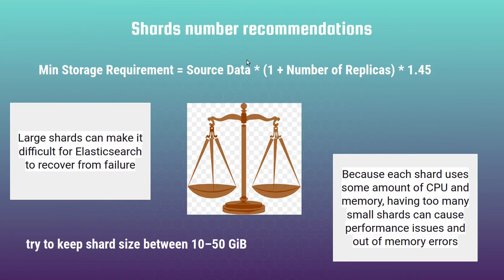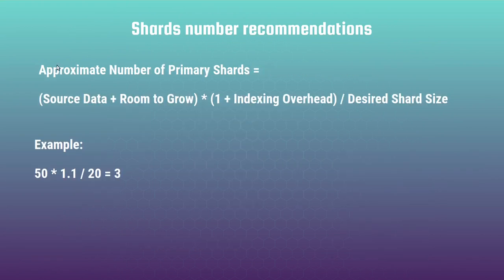So now we have dealt with storage size. And what about shard size? Although we know that shard size should be between 10 and 50, we still have to calculate it properly. And here is the formula. The appropriate number of primary shards is equal to our source data plus room to grow, plus our indexing overhead. That is mostly 10%, so you can take it as a 1.1 coefficient, and decide the shard size.